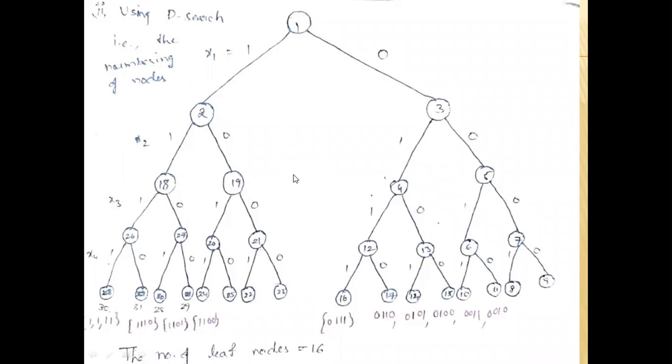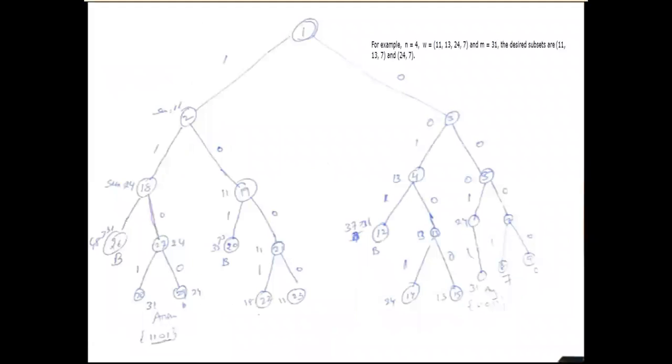So in this sum of subset problem, we are finding two solutions. One solution is here 31, another solution is here 31. The first solution is x1 equal to 1, x2 equal to 1, x3 equal to 0, x4 equal to 1. The sum of the first, second and fourth elements equals 31.